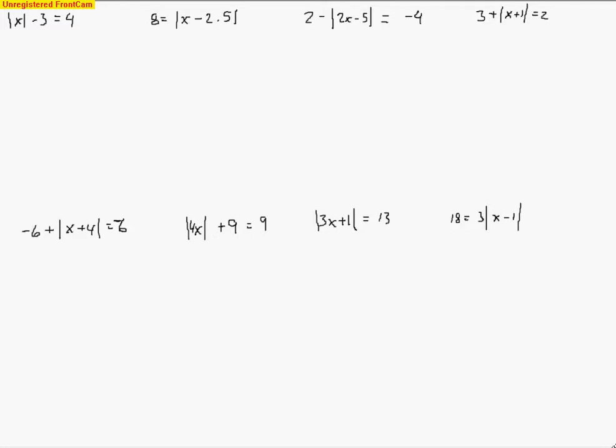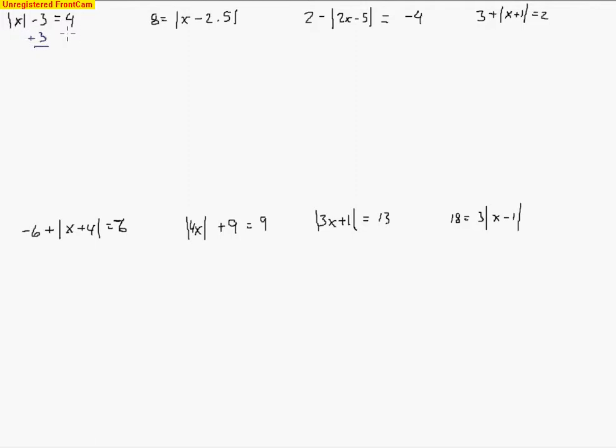Today we will be solving absolute value equations. So let's take a look at our first problem here. We have the absolute value of x minus 3 equals 4. Well, we solve these pretty much the same way we would any equation. We isolate the variable. And so in this case, we're going to isolate this entire absolute value.